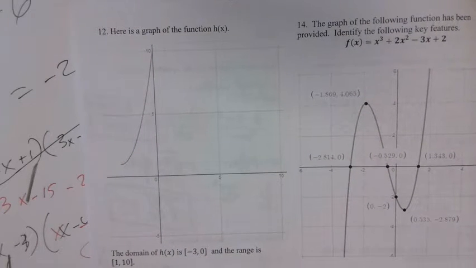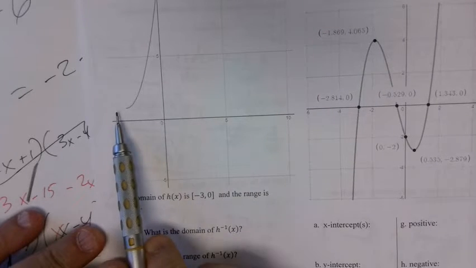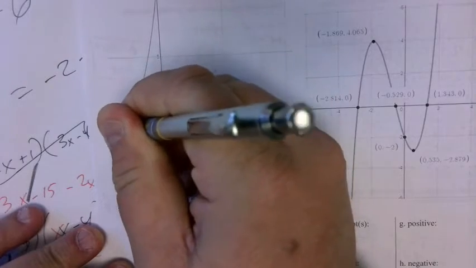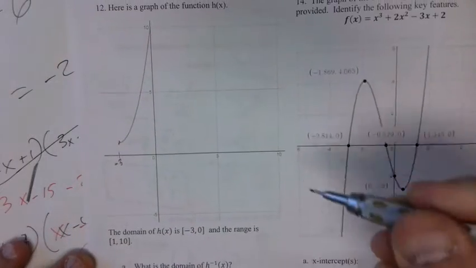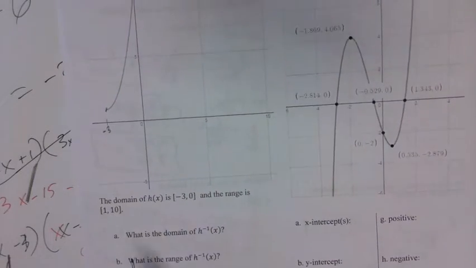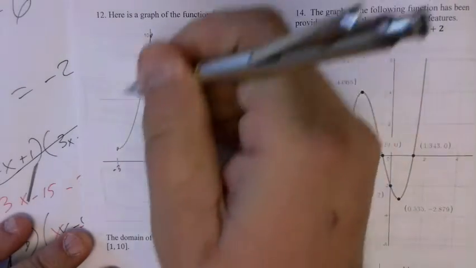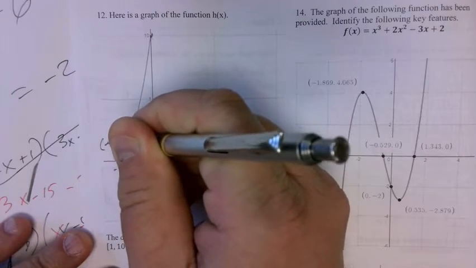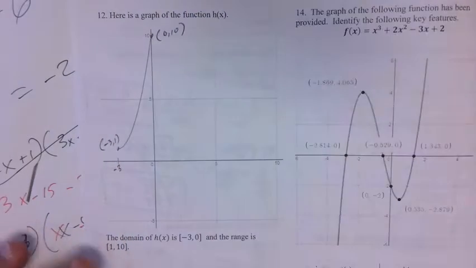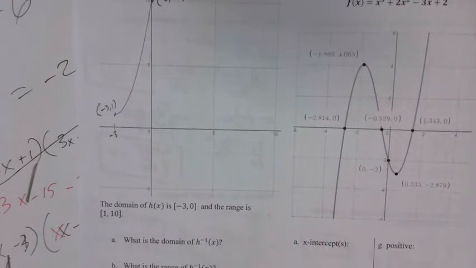Here's a graph of this function, and it tells me the domain is -3 to 0. So that's -3 right there to 0. It stops right there. And the range is 1 to 10. So this is the point -3, 1, and this is the point 0, 10. That way I don't have to worry about where exactly that is.